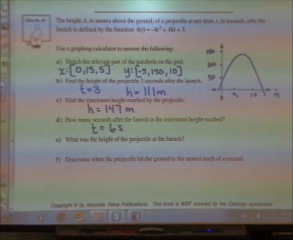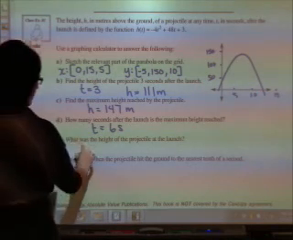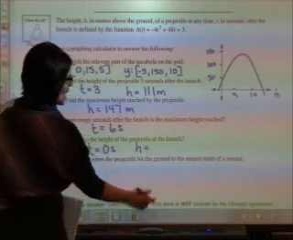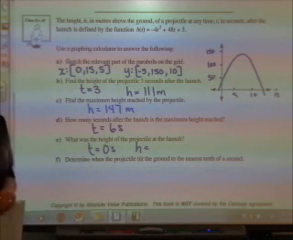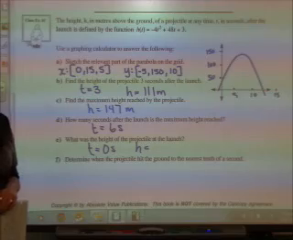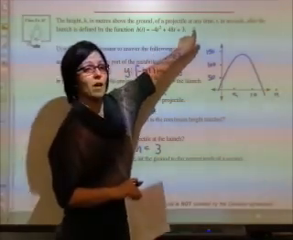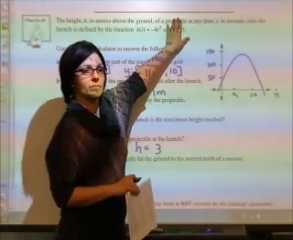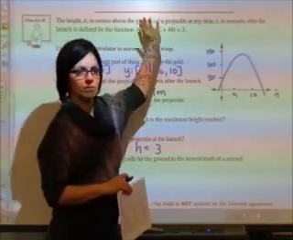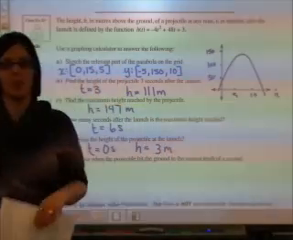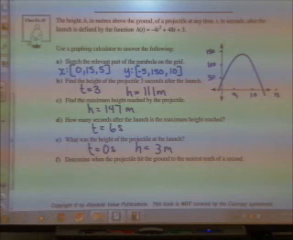Question E says, what was the height of the projectile at the launch? So that's at time 0. So at 0 seconds, what height did the projectile start off at? 3. And I can get that from my equation because it's the constant term. These would be zeros, so I'd be left with 3 meters. So that means that the projectile was launched off something that was already 3 meters in the air. So maybe it was from the top of a building.